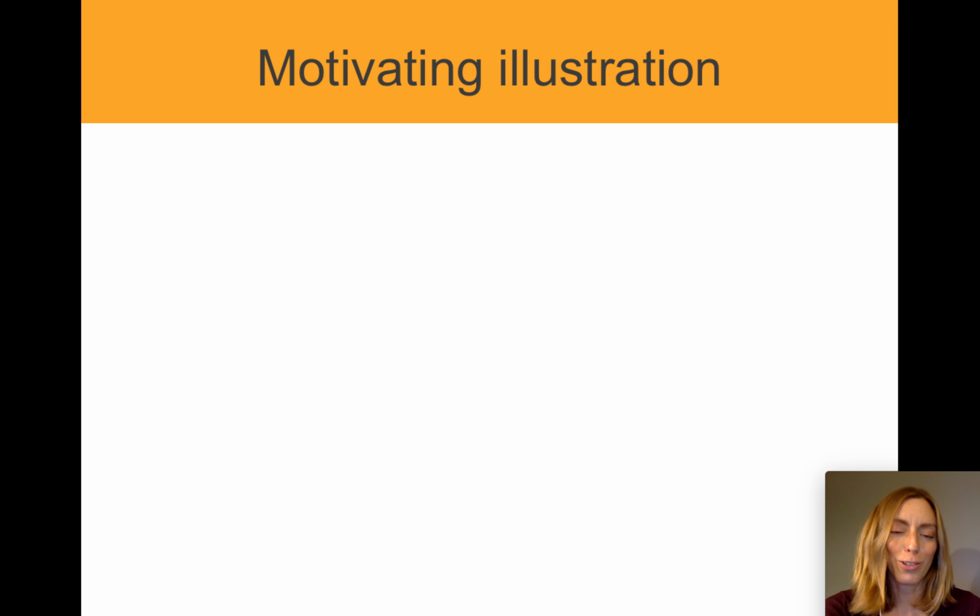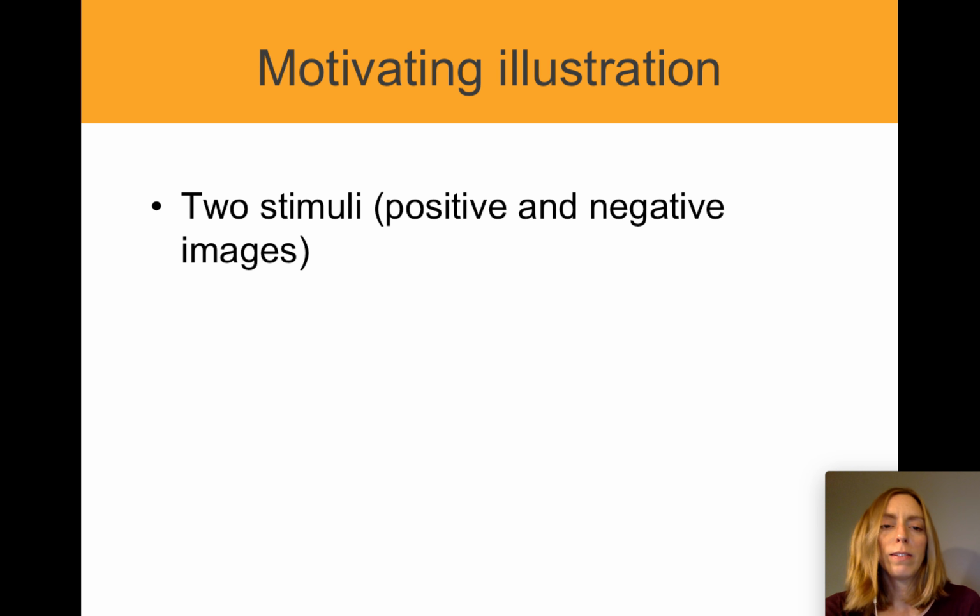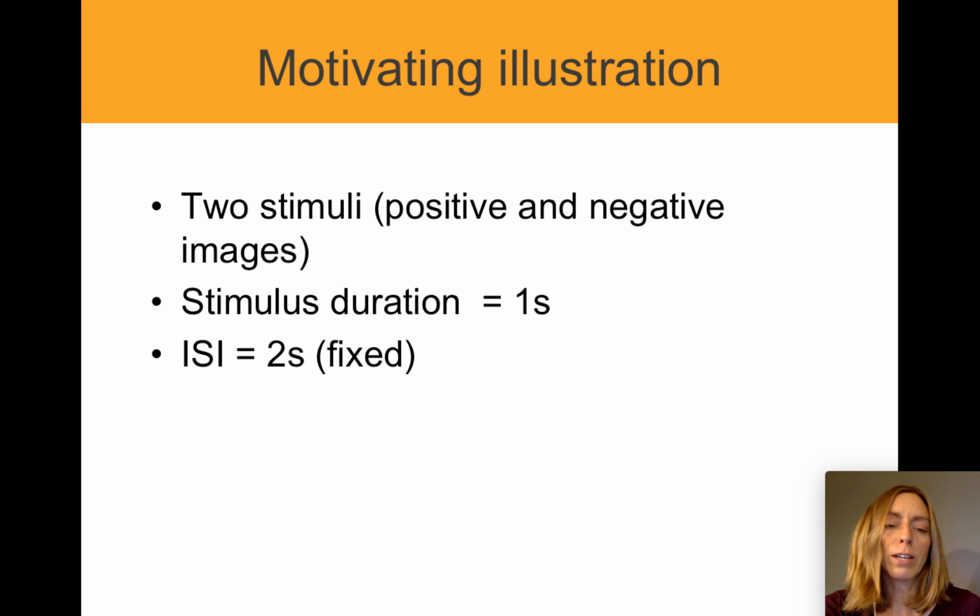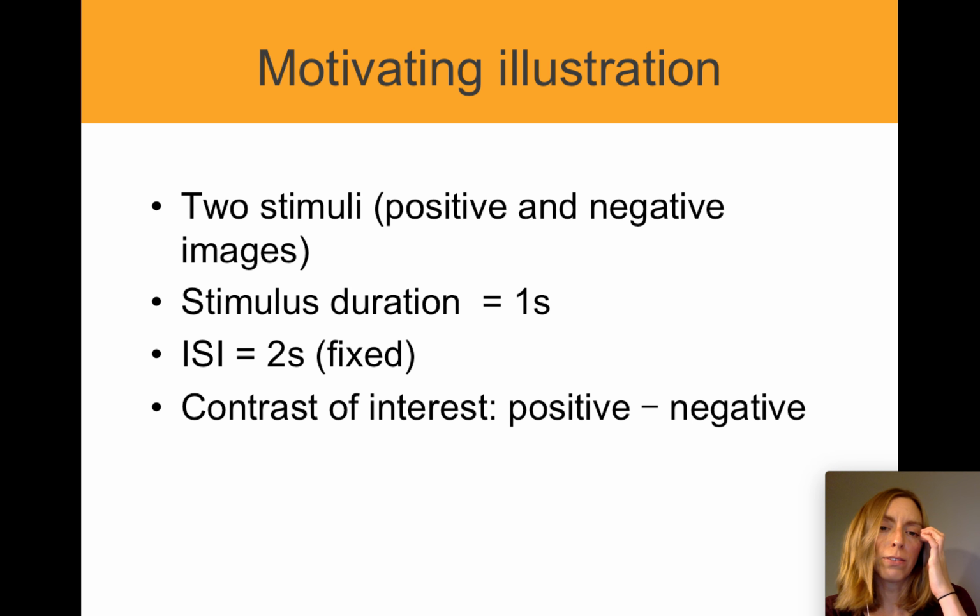So here's a motivating illustration. The goal here is to show you that yes, doing an efficiency calculation can in fact help the overall power, even though we're only focusing on that one tiny bit in that variance equation. In this example, I'm simulating a task with 2 stimuli, a positive and a negative stimulus or image. They're on the screen for a second, then there's a 2-second fixation. So the fixation's fixed. Often with efficiency we jitter that, but we're leaving it at 2 seconds. The contrast of interest is positive minus negative, so we're interested in when positive is stronger or larger than negative.